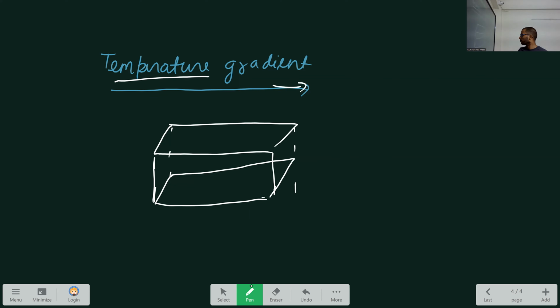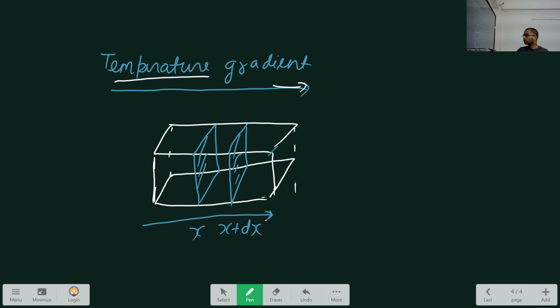Let's again take the example of the rod. Now let's take two isothermal surfaces. Suppose this one is our first isothermal surface and this one is our next isothermal surface. Now suppose heat is flowing from this end to this end. Suppose here the x coordinate is x and here the x coordinate is x plus dx.